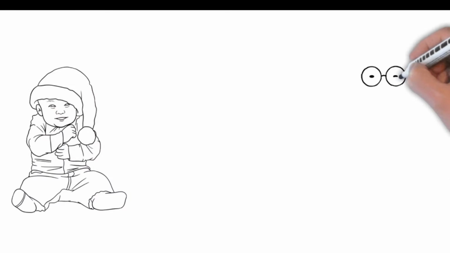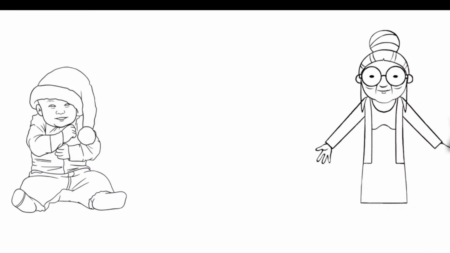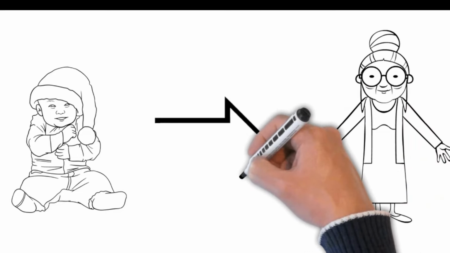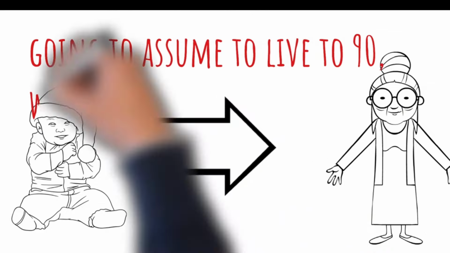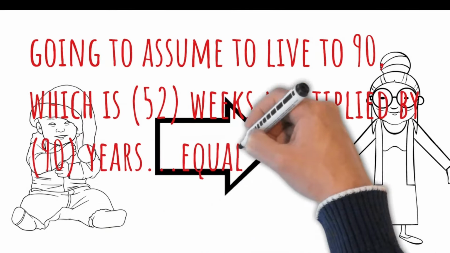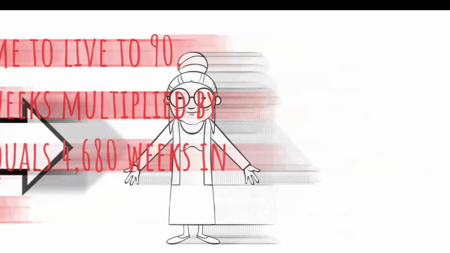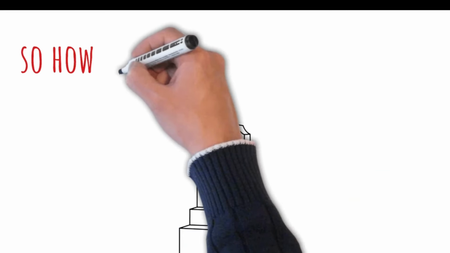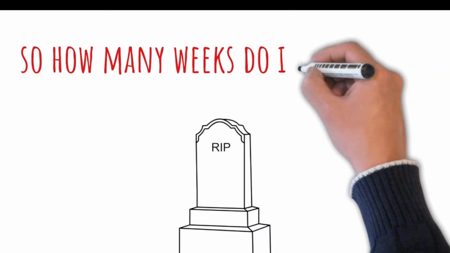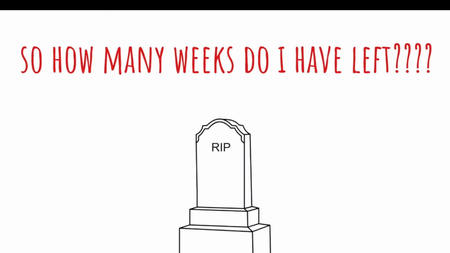Of course, from birth until old age, if we used a number like 90 years old, we would understand that that's about 52 weeks a year multiplied by 90 years equals 4,680 weeks to live. So this challenge is to find out how many weeks we have left to live.